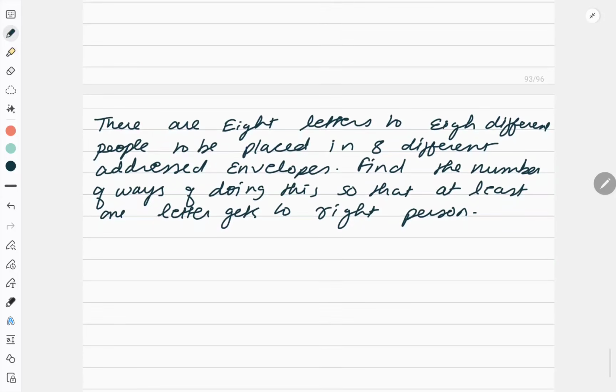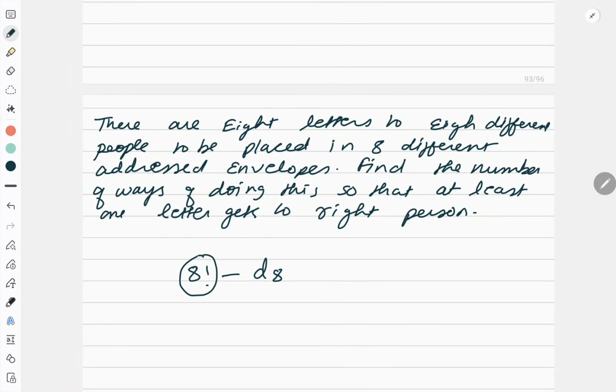There are 8 letters to 8 different people to be placed in 8 different address envelopes. Find the number of ways of doing this so that at least one letter gets the right person. So at least one means 1 minus none. So my target will be none getting at the right place. First of all, how many ways can you place 8 letters in 8 envelopes? It is 8 factorial. So I am doing 8 factorial and I don't want anyone to get the correct one. So what I will do? Minus D8. I want at least one to get the correct one. So if 1 is getting, I am happy. 2 is getting, I am happy.